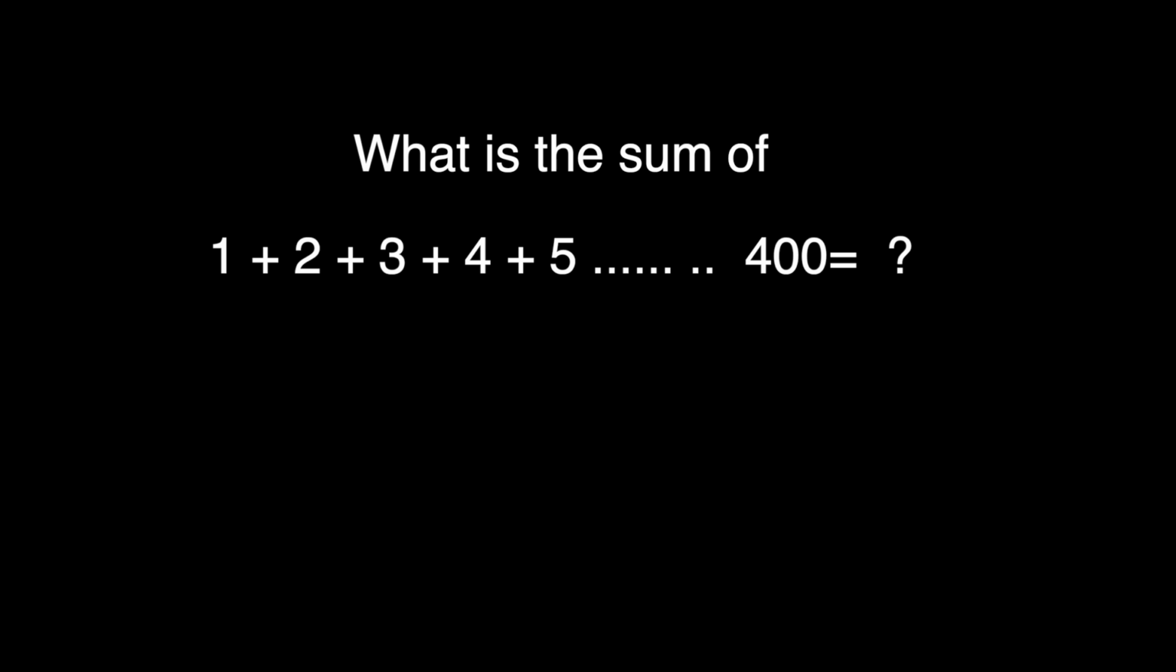If you add it all up, don't add them all up. That is too long. So use that formula of the first number plus the last number divided by 2 times the number of numbers, and you will get the answer. And put that answer in the comments, okay?